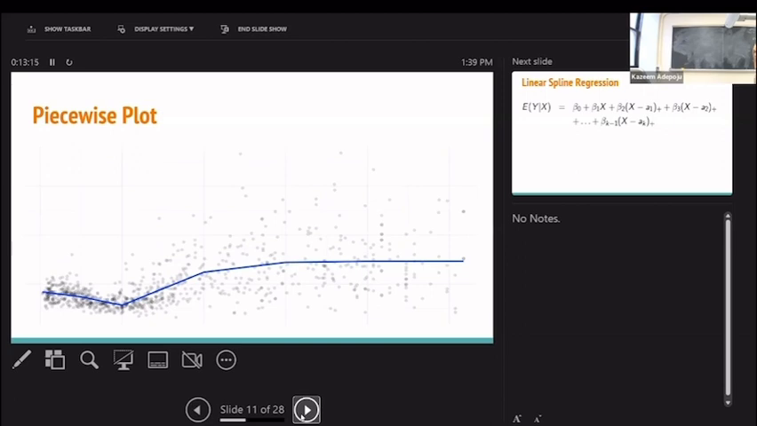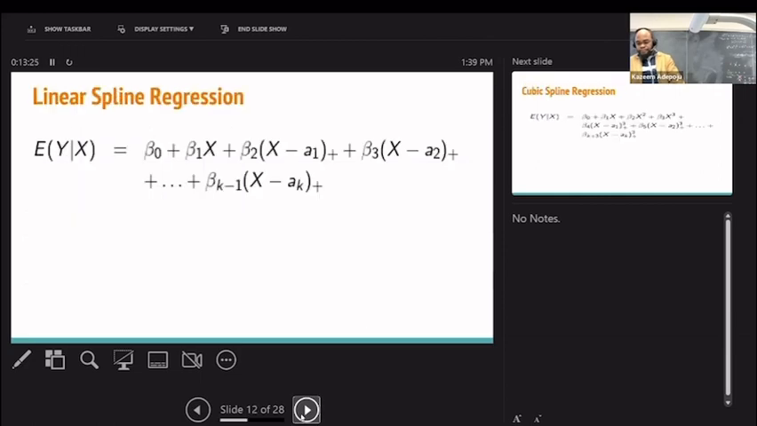Okay, so to tell you that the idea of a spline is needed in this kind of situation. Okay, now I want to start with the linear spline. How does the linear spline differ from ordinary linear regression?